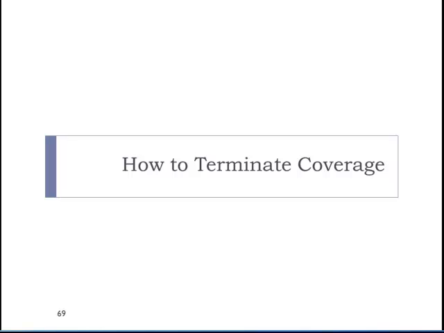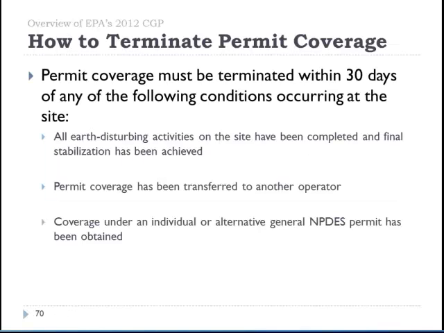Okay, now Erica has completed going through the requirements that are imposed on permittees for inspections and corrective actions. When the site gets to a certain point in its development where construction activities have been completed and final stabilization has been met, this is a triggering event for terminating permit coverage, and the permittee would have 30 days after stabilizing the site to actually terminate permit coverage. I'll go over the ways to do that.